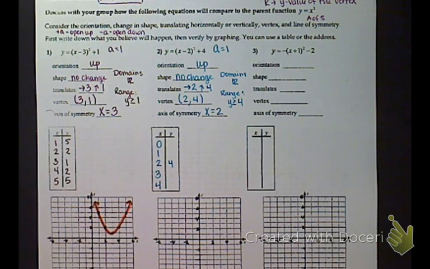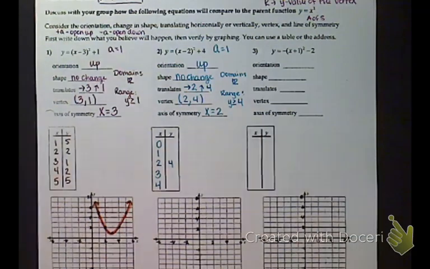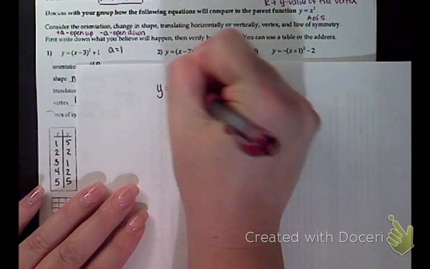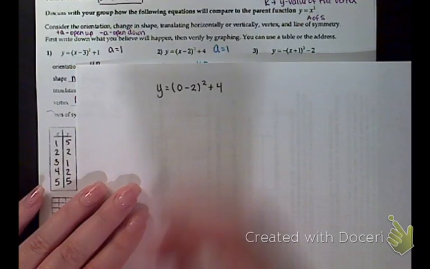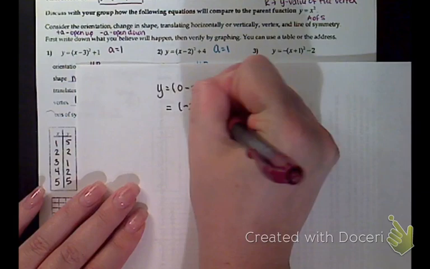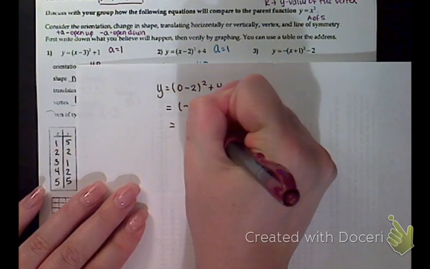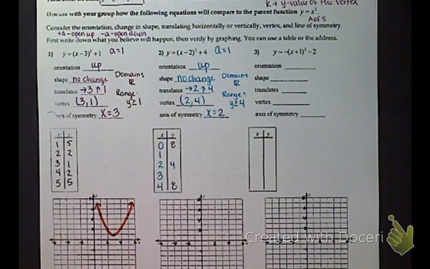So if I plug in 0, y equals 0 minus 2 squared plus 4. 0 minus 2 is negative 2 squared plus 4. Negative 2 squared is positive 4, and 4 plus 4 gives me 8. So I have an 8, and again, because of symmetry, I have an 8 down there. I don't have to actually solve.